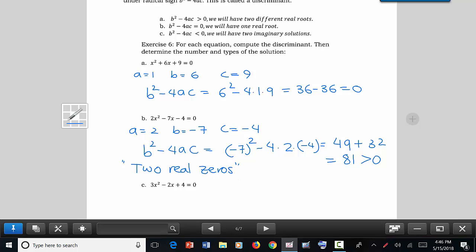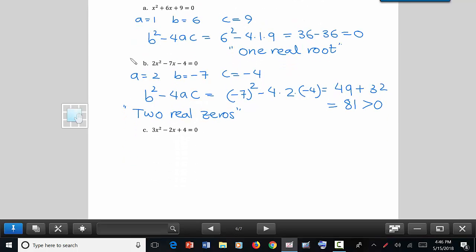Now let me go back. It is telling us 1 real root. It is repeating twice. So that is the insight before we solve the equation.